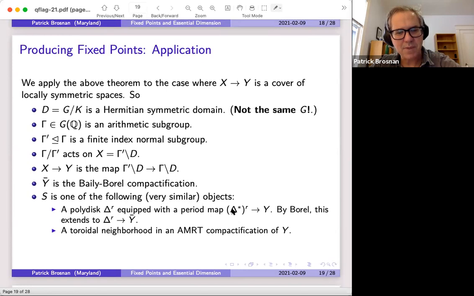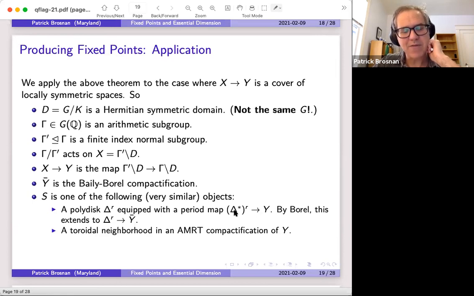My symbol for the open unit disc in C is delta. So delta to the R is the polydisc. And for various reasons, I call it a period map, a map from delta star to the R to Y, where delta star is the punctured polydisc. So by a theorem of Borel, that always extends to a morphism from delta to the R to Y bar, the Baily-Borel compactification.